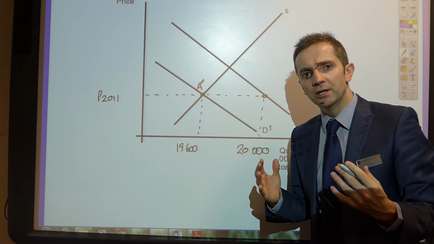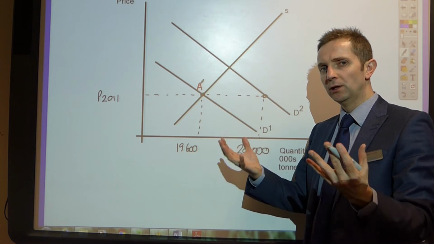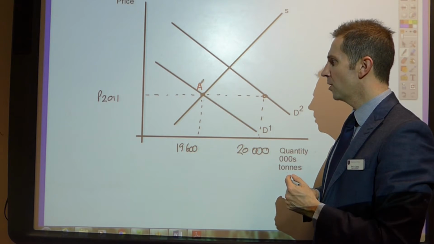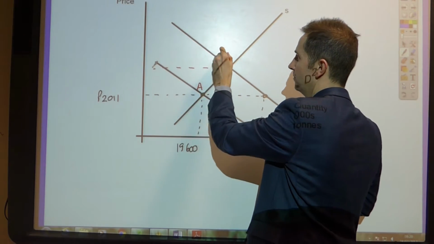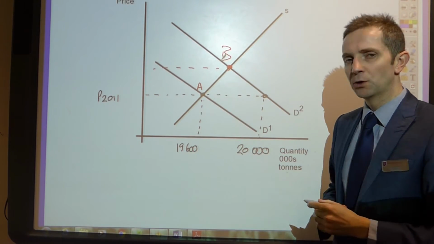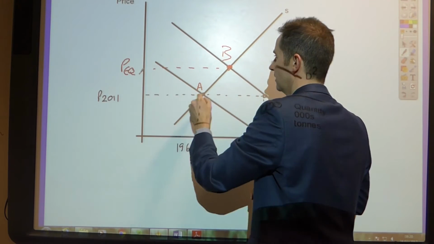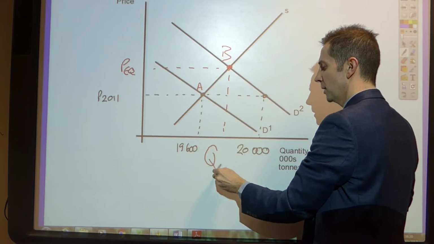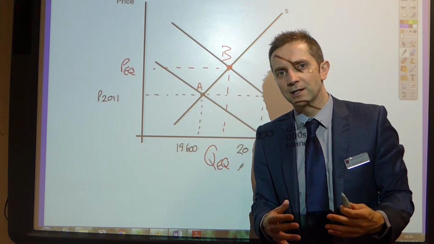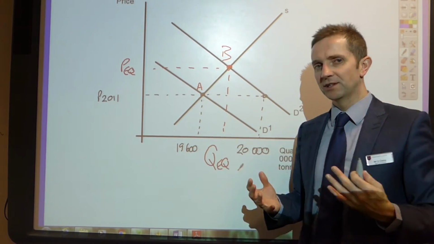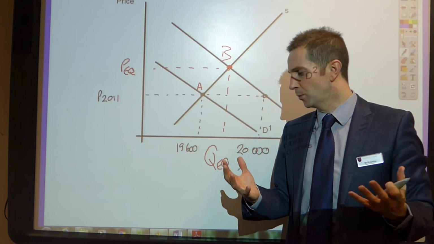Again, what will happen in order to clear this market? Well, the excessive demand will pull the prices up so that the market then clears at this new equilibrium point B. And so once again we establish a new equilibrium price and a new equilibrium quantity supplied and demanded. So in this instance, due to the excess demand, that will pull prices upwards.